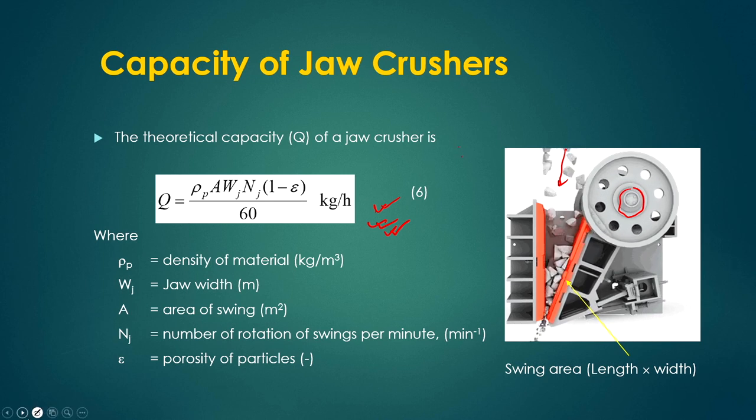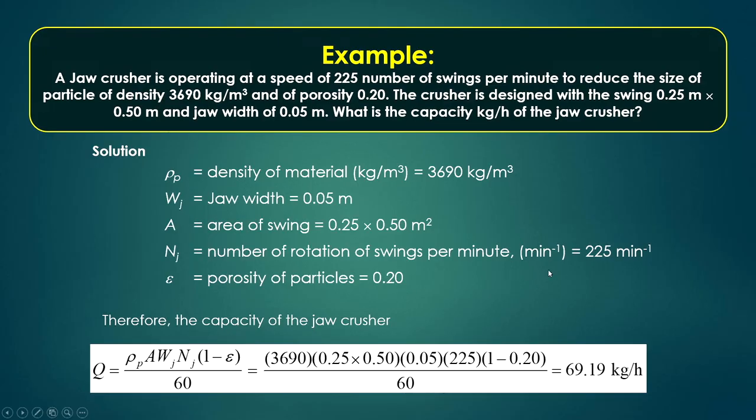Then you will see one example here. This jaw crusher is operating at a speed of 225 swings per minute to reduce the size of particles of density 3690 kg per meter cube, and porosity is 0.20. The crusher is designed with the swing of 0.25 meter into 0.5 meter, and the jaw width is given as 0.05 meter. What is the capacity in kg per hour of the jaw crusher?